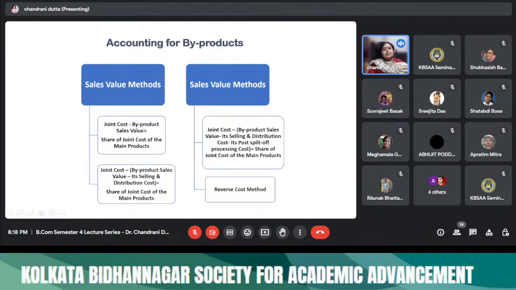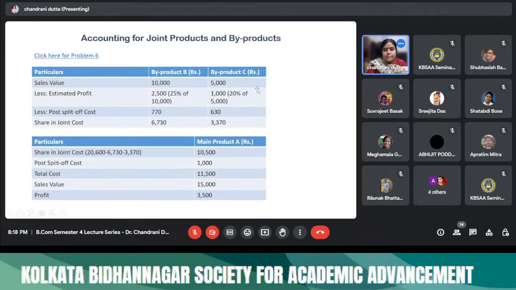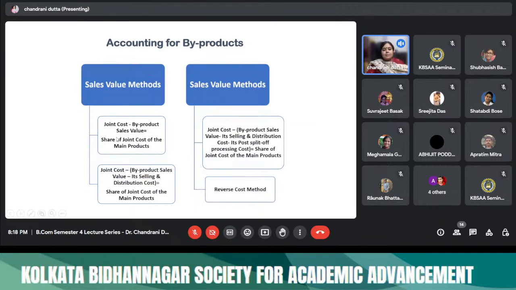Joint cost minus the byproduct sales value, meaning here we assume that this is the share of the byproduct. So joint cost minus byproduct sales value. Okay, we deduct that. So whatever is the remaining, that becomes the joint cost of the main product.